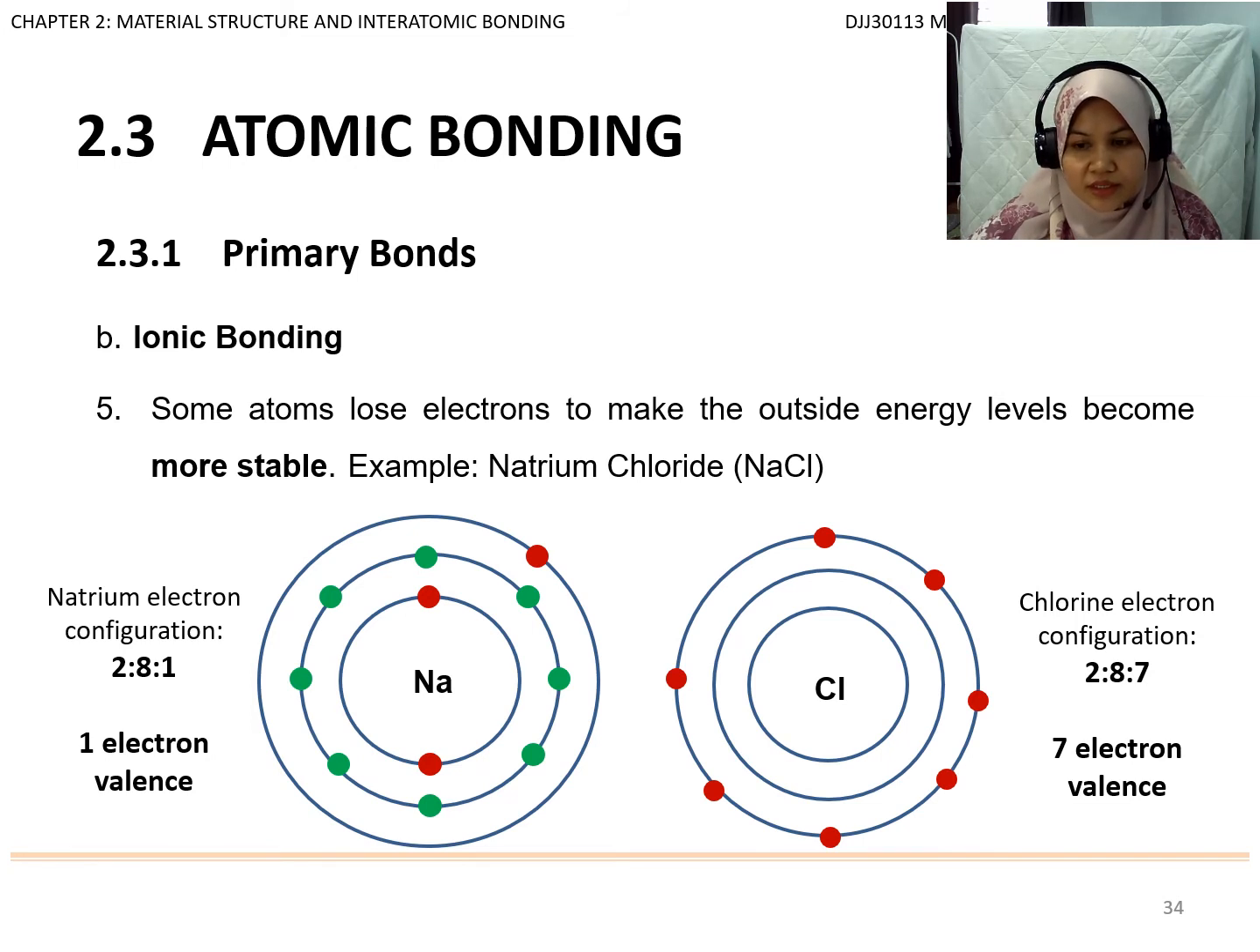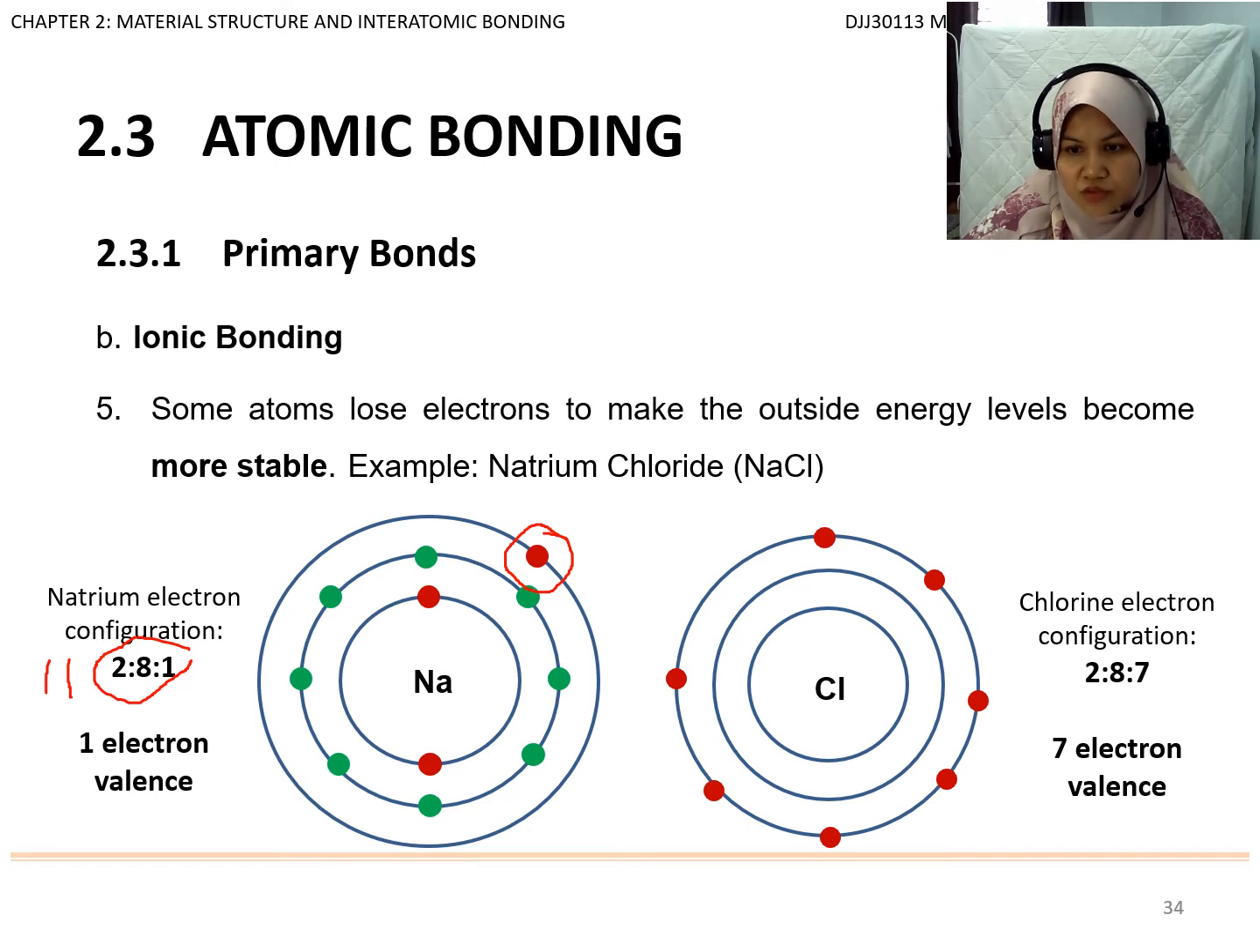Okay, so some atoms will lose electron to make the outside energy levels become more stable. Nak jadikan dia stable, dia mesti mempunyai 8 electron valence. Baru dia stabil lah. So, contohnya natrium chloride. Natrium electron configuration is 2, 8, 1. So, it has 1 electron valence. Mana nak dapat nombor ni? Ialah daripada number of atom tadi. So, natrium ada 11 number of atom. So, natrium ada satu sahaja electron valence, so very unstable.